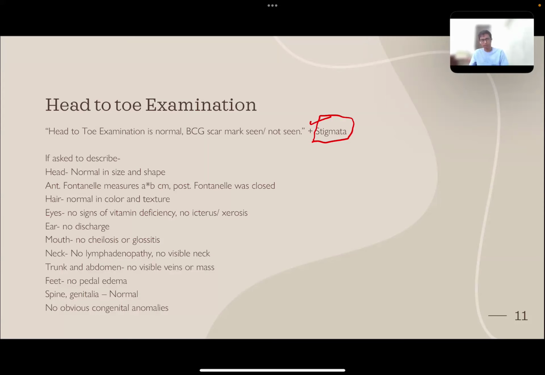Now, if the examiner tells you to describe your head to toe examination findings, you will say head is normal in size and shape. Anterior fontanelle measures A by B centimeters. So suppose this is your anterior fontanelle. You measure this distance, let's say A is coming out to be 1 centimeter, and measure B. This comes out to be 1 centimeter. So tell it that anterior fontanelle measures 1 by 1 centimeter. Posterior fontanelle was closed as per your findings.